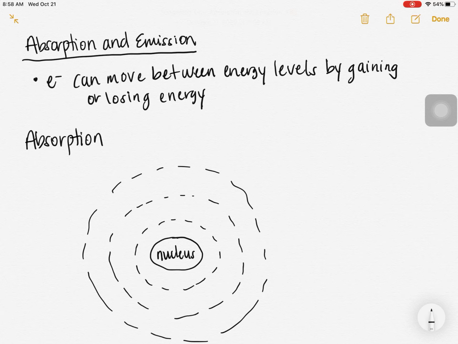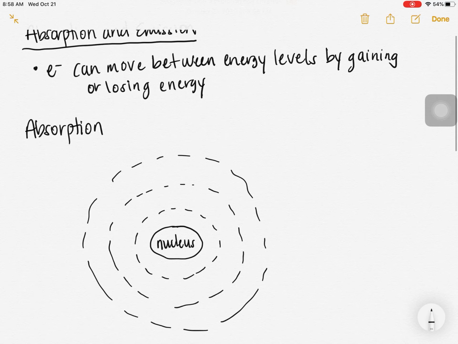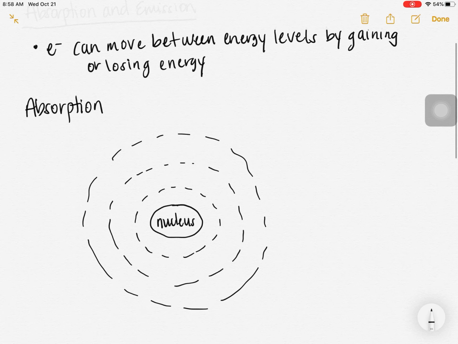And so there are two processes. One process when the electron gains energy, and then one process when the electron loses or releases energy. And so that's the topics of absorption and emission that we're going to talk about. Okay, so the first topic is the process of absorption. So let's talk about a couple things.